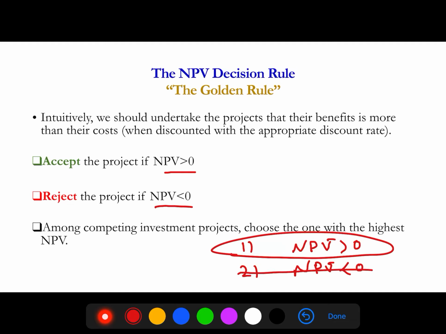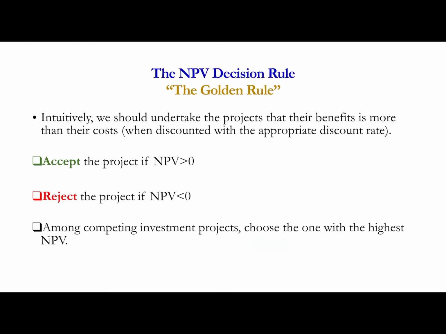But let's say we have two competing projects and both have positive NPVs. Then what should we do in that case? In that case, we are going to choose the one with the highest NPV.